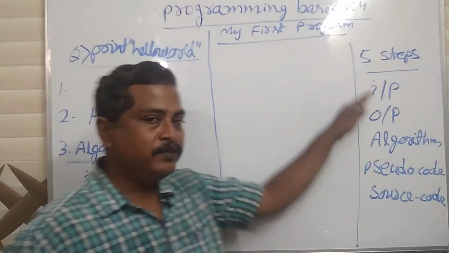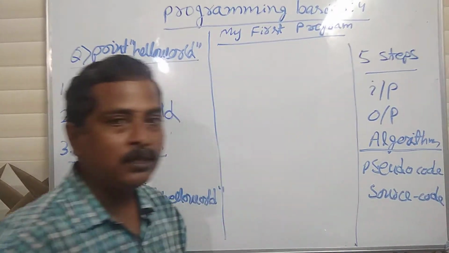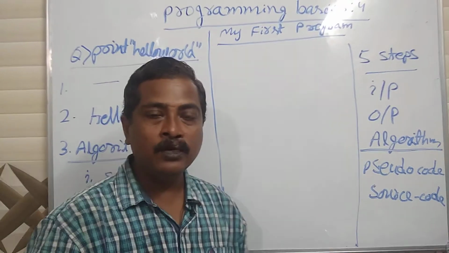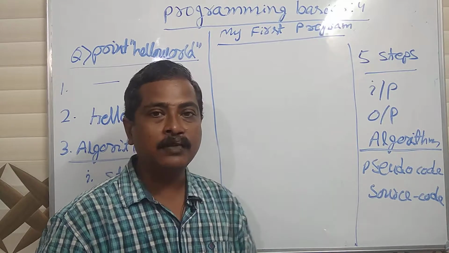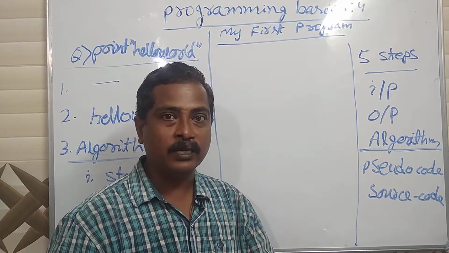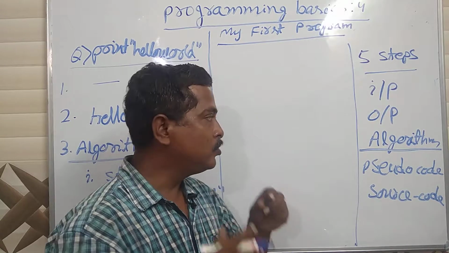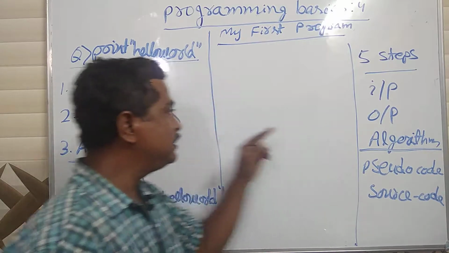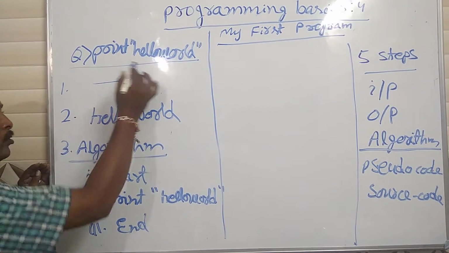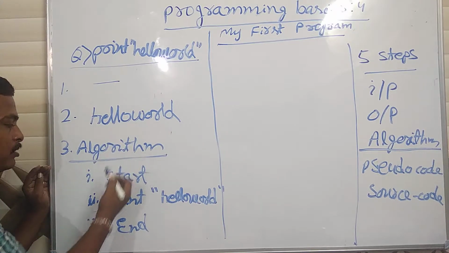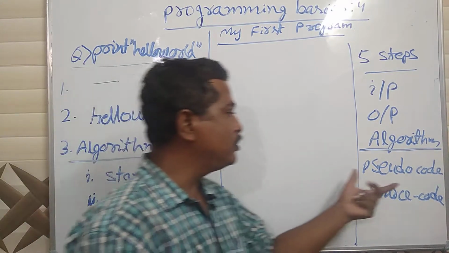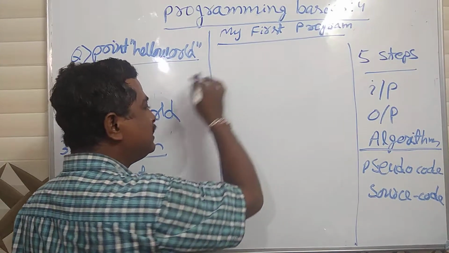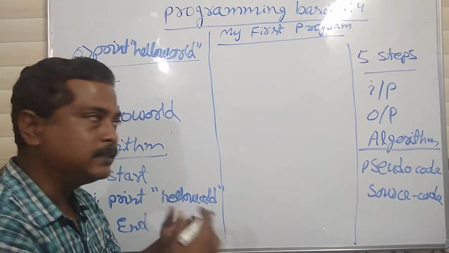Out of these 5 steps, the first 3 steps are common irrespective of the language. These 3 steps don't depend on what language you are learning. Whether it is C, C++, Java, Python, whatever it might be, the first 3 steps are the same. So I got the input, the output, and the algorithm. Now I have to go for pseudocode and source code. Let me write the program first in C, then C++, then Java.